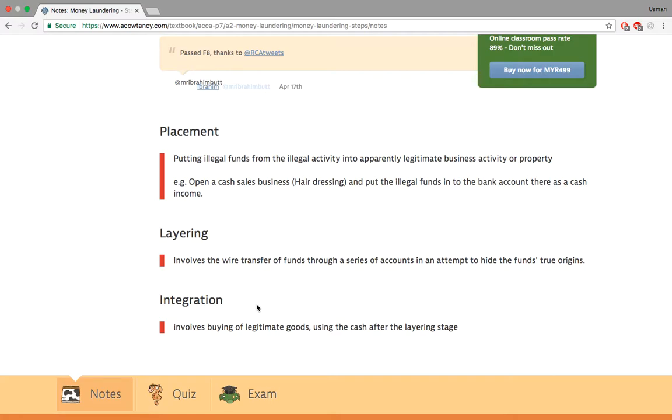Although easy as it may sound, it's really incredibly difficult to do, especially placement and layering. Integration, literally everyone can do that, but placement is actually the first step and is always difficult. So starting a company where you got the money to start a company and stuff like that, that can be a little bit risky. So you need a partner to invest some money with you so it may seem legit. All right.